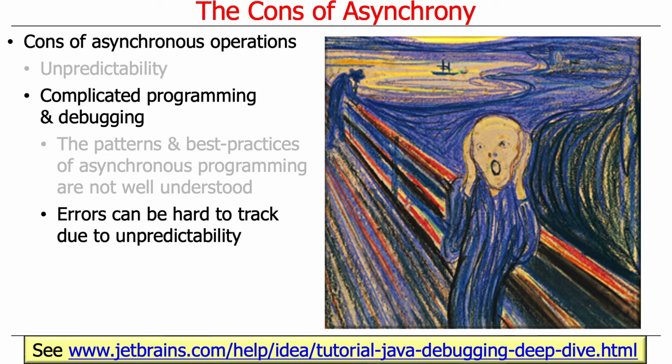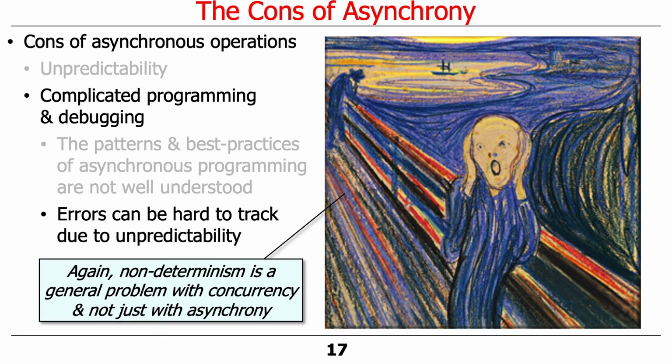And you also have to deal with the unpredictability of when things go wrong. Again, this is not a problem just with asynchrony. It's a general problem with concurrency. Things occur in different ways at different times. And in fact, as we've talked about before, the very act of debugging can also make your program behave differently, which makes it difficult to track down bugs stemming from timing errors. So these are some of the challenges.